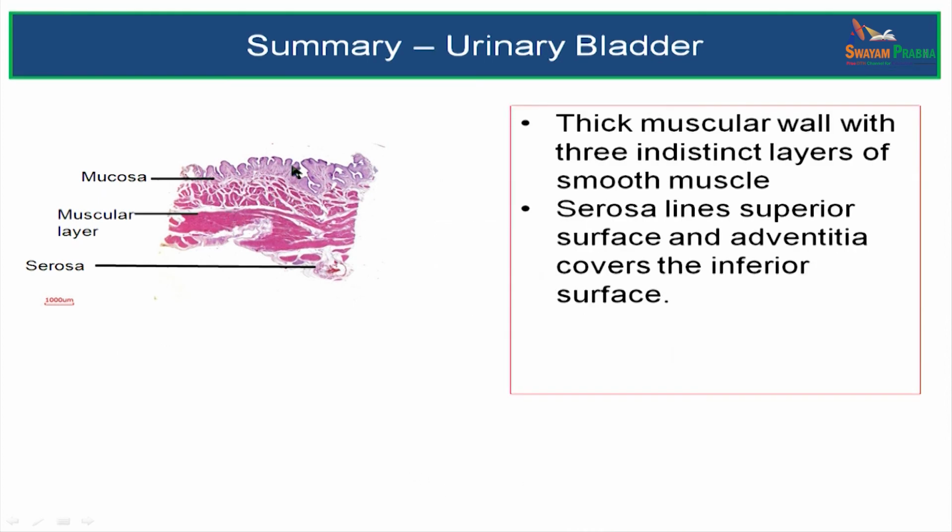Outer to the mucosa is the muscle layer, a thick muscular coat called detrusor muscle, which has 3 indistinct layers of smooth muscle. Outer to it, the outermost coat is serosa, which lines the superior surface of the bladder and consists of connective tissue and mesothelium. The inferior surface of the bladder is covered by adventitia. So, that completes the class on microscopic anatomy of ureter and urinary bladder.